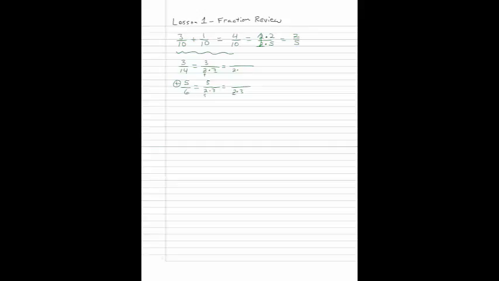I have a 3 here, and that's the only 3 that I see. The most 3's I see in any one place is just one of them. And then the most 7's I see in any one place is just one of them. So I claim that the common denominator is 2 times 3 times 7, which of course you recognize is 42.